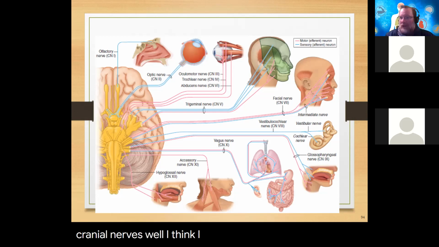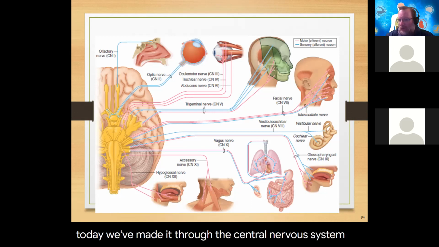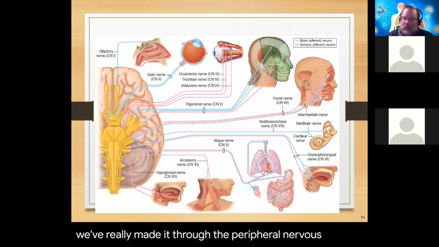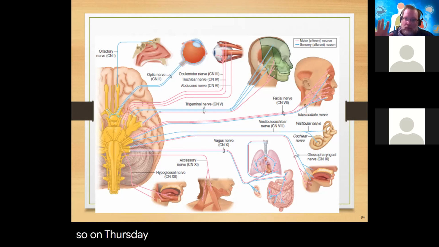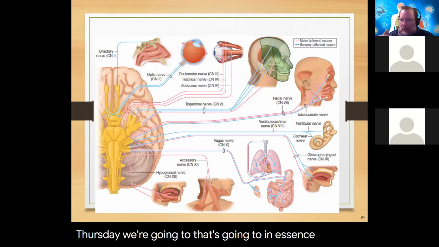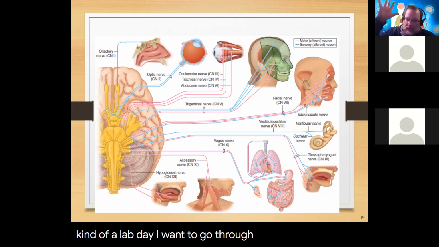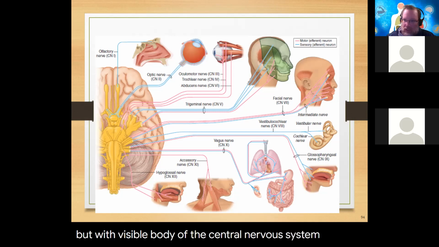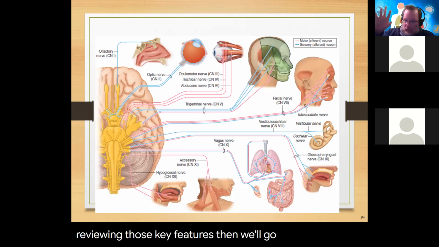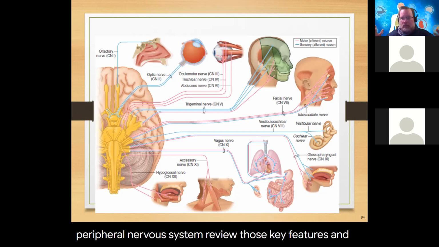I think I am going to conclude. We're going to leave it at that. You've gotten plenty of information today. We've made it through the central nervous system. We've really made it through the peripheral nervous system. So on Thursday, that's going to in essence be kind of a lab day. I want to go through some of the basics again, but with Visible Body of the central nervous system, reviewing those key features. Then we'll go through the peripheral nervous system, review those key features, and call it a day.